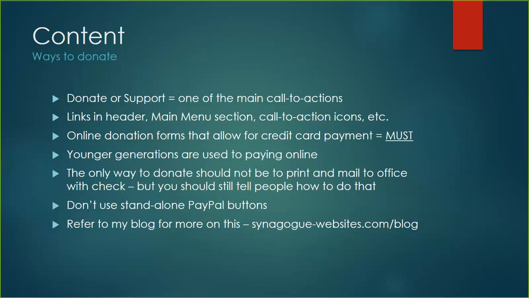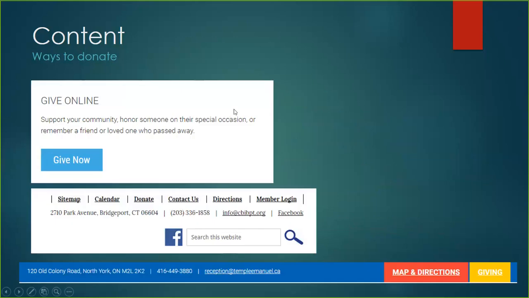Now, just a few examples here. In terms of getting to the donate section or page itself, here are some ways in which the donate link is prominently displayed as a call to action on the website. The first example is a button in the footer of the homepage. The second example is in a list of quick links in the header. And then the third example is a brightly colored button in the top of the header.